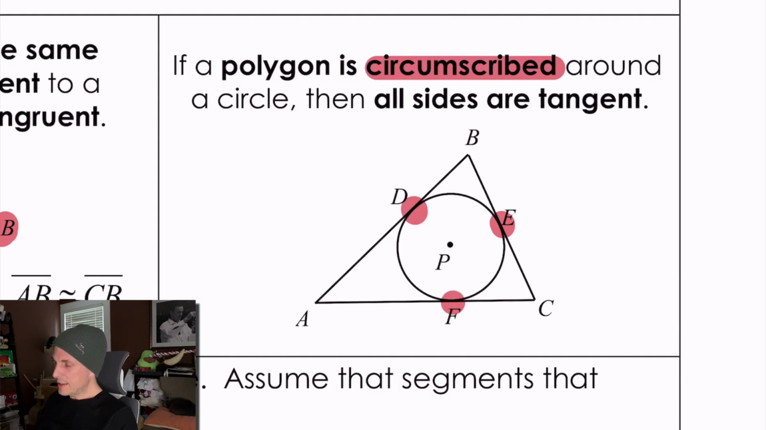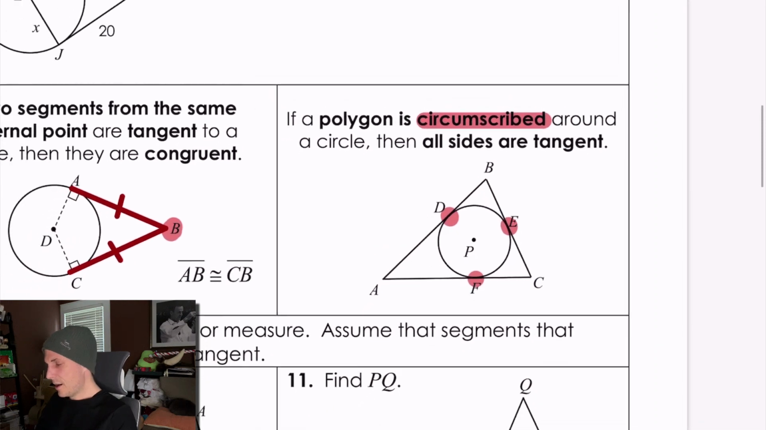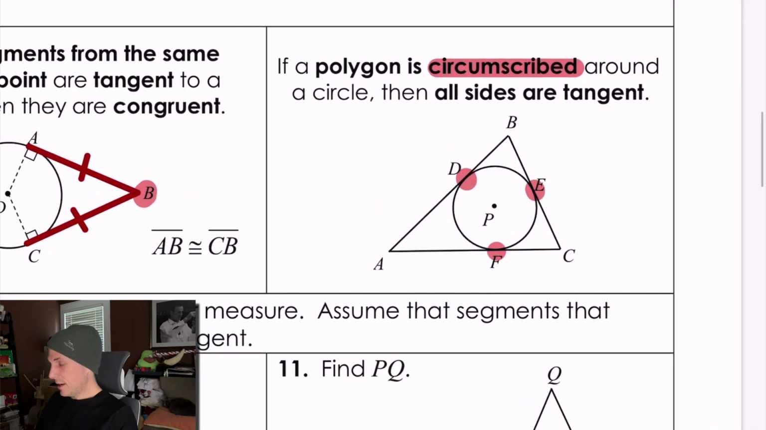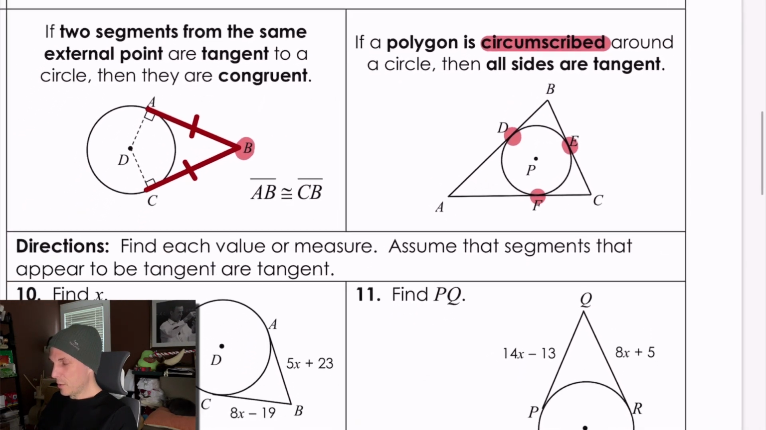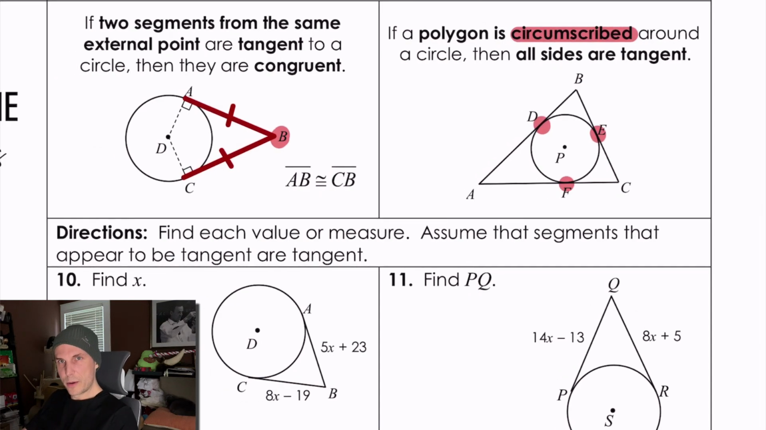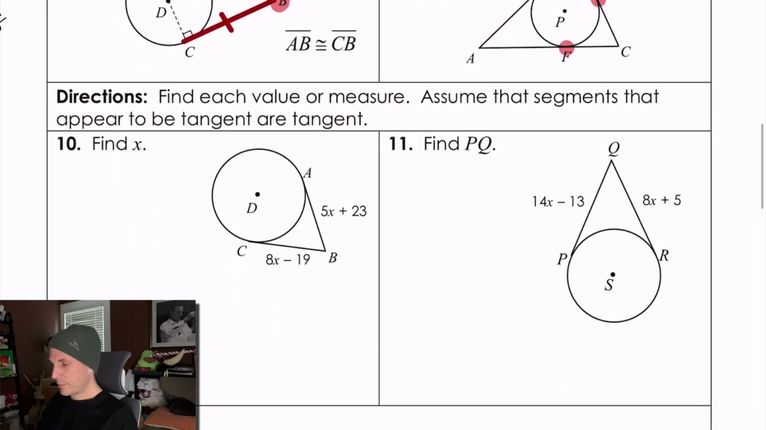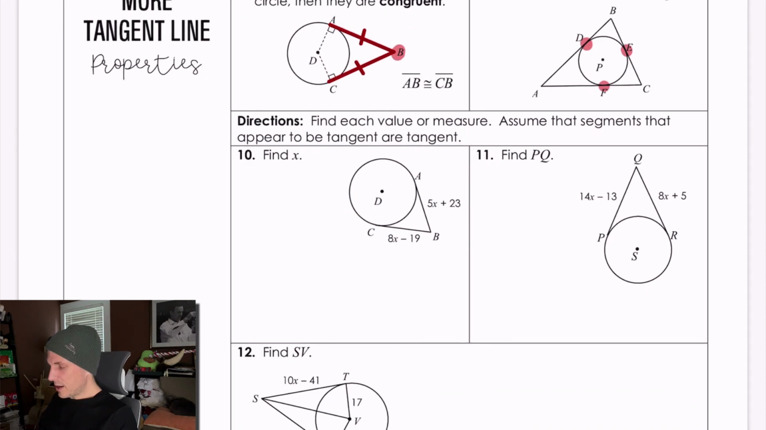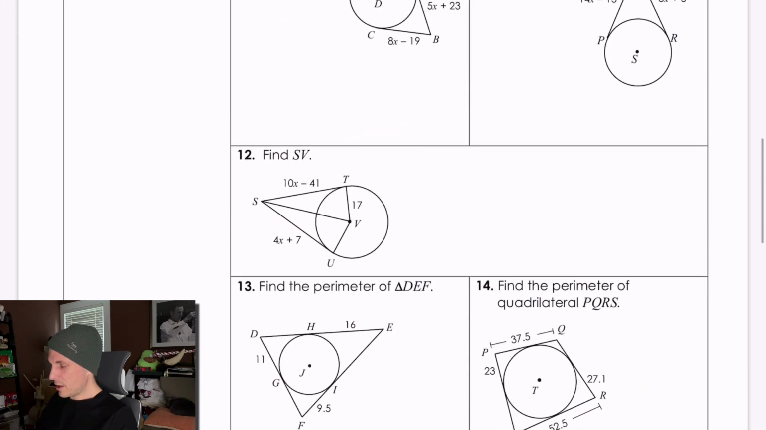Again, another way to say that is if a circle is inscribed inside of a polygon, then every single side of the shape must be tangent to the circle. That's basically defining what it means to be circumscribed around or inscribed inside a circle. Now the rest of the exercises pretty much are just applying that vocabulary.